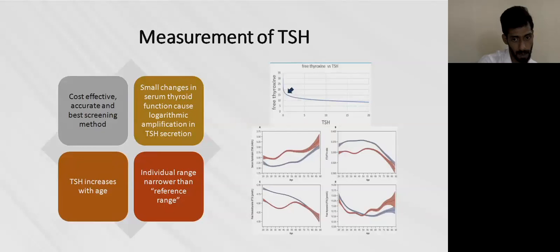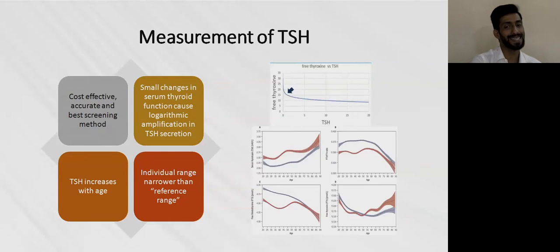So, starting with thyroid function testing. The cornerstone of thyroid function testing is TSH. Why? Because it is cost effective, it is extremely accurate, and it is one of the best screening methods that we have. But if we are in a tertiary or quaternary setup where free T4 concentrations are so easily available, do we still need to depend on TSH? Is TSH still better than free thyroxine concentrations?